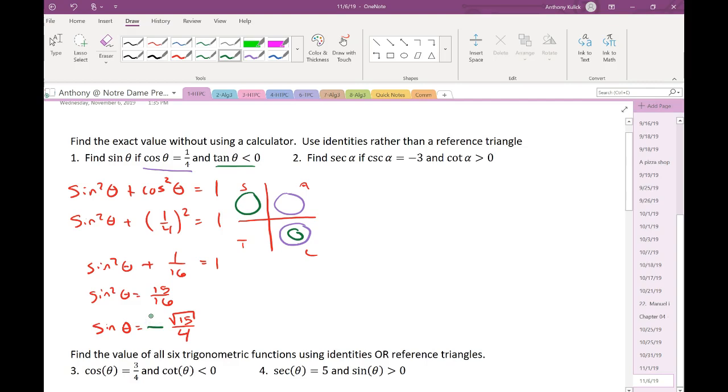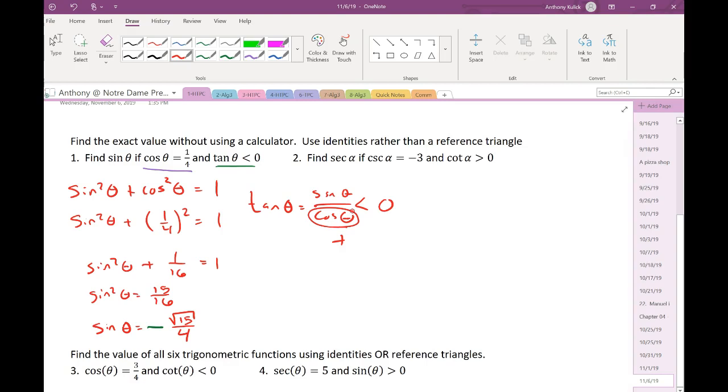Alternatively, how could I have used an identity to make that same conclusion? I know that tangent theta is equal to sine theta over cosine theta, right? If that's less than 0 and cosine is positive, sine must be negative, right? Because that's the only way a fraction is going to turn into a negative value, is if either the numerator or the denominator is negative. That's probably a little bit easier than sorting out the quadrants, but not wrong to use the quadrants. Joanna?